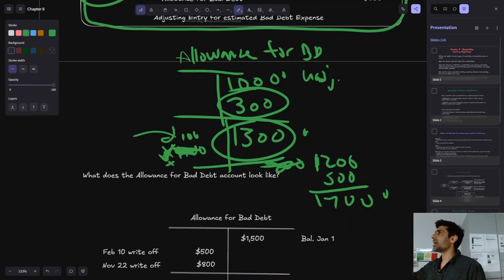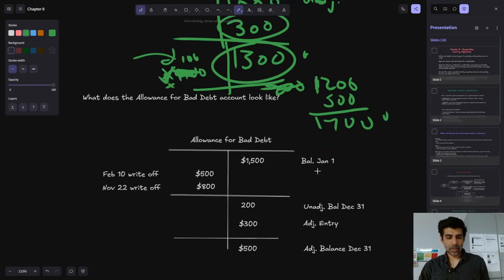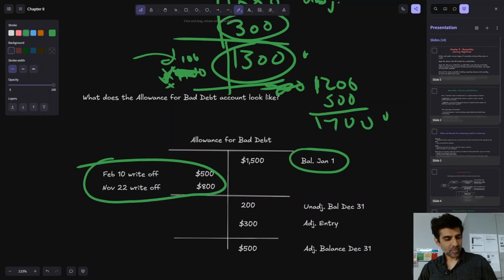It's not targeting a bad debt piggy bank. The piggy bank is like a secondary effect of the estimate. You're going to see in the next methods that it's actually going to target how much the piggy bank should be every period. That's maybe a more accurate way. But for now, let's just see again to clarify. We have this as our starting balance. We have these two write-offs here at random times in the year. Our unadjusted balance at the end of the year is this.